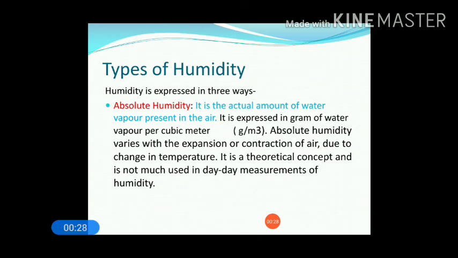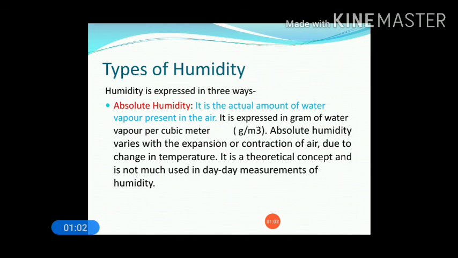Absolute humidity is the actual amount of water vapor present in the air. It is expressed in grams of water vapor per cubic meter. Okay, in 1 cubic meter, how many grams of water vapor are there? This is what we call the actual or absolute humidity. So the actual amount of water vapor in the air is termed absolute humidity, and it is expressed in grams per cubic meter. This is important to note.